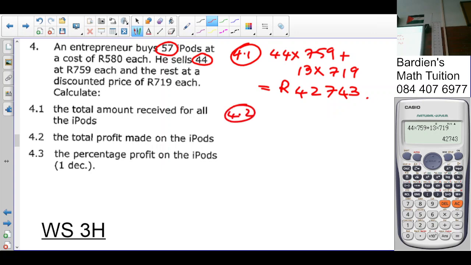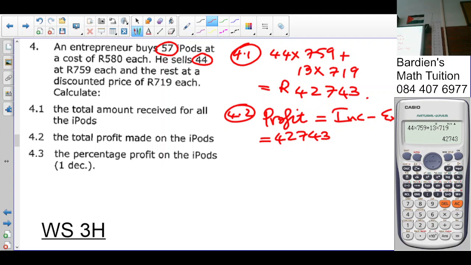4.2 says the total profit made on the iPods. Total profit. So how do you work out the profit? Profit is going to be your income minus your expenditure. Not so. Income minus your expense. So remember, what is his income? 42,743. Not all of that is profit.